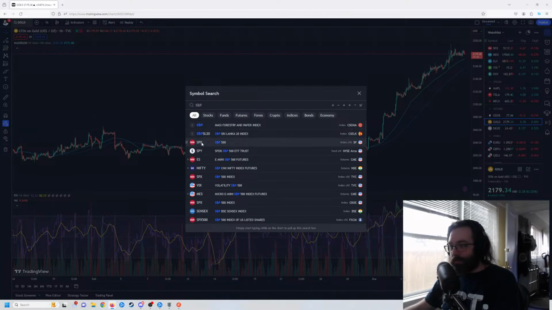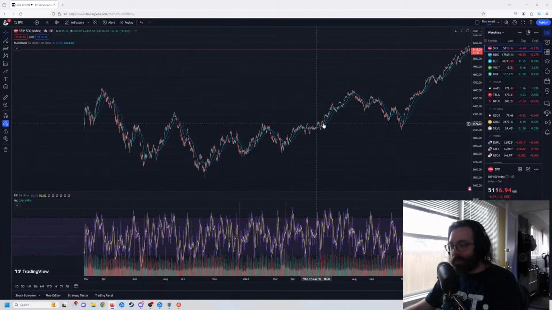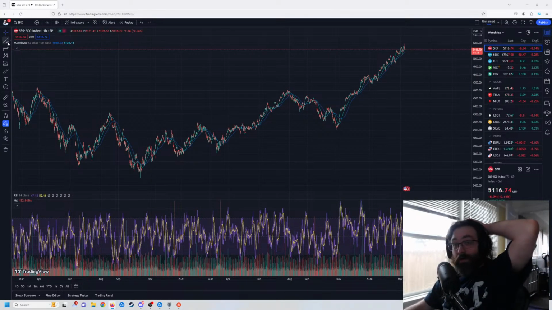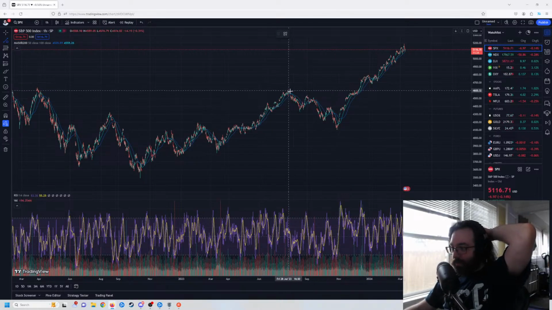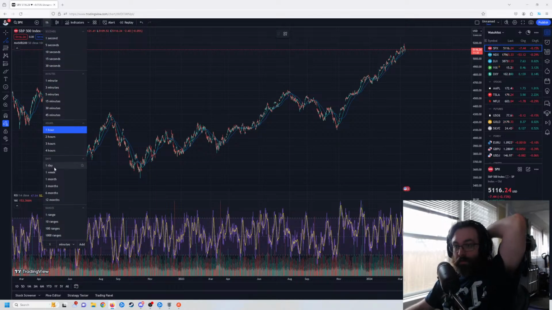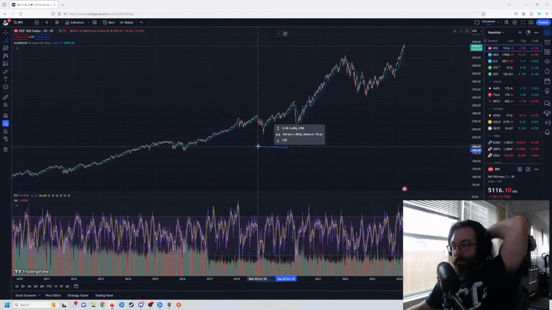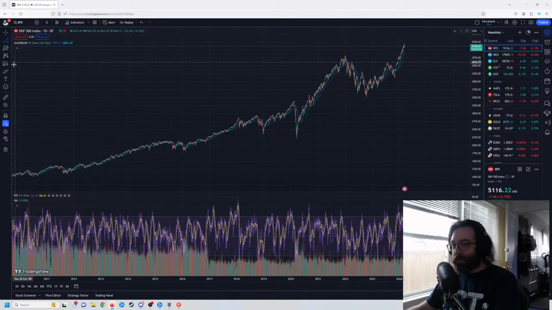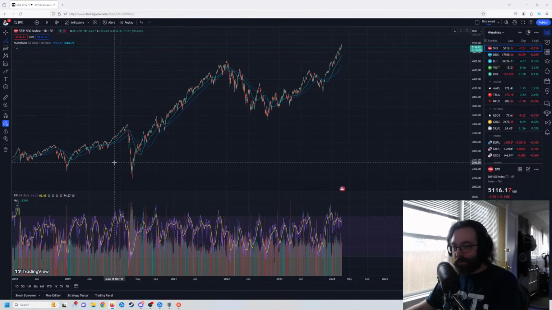Yeah, so if we do the S&P 500, right? This is just the biggest stock fund in the world, you know? And here's October 2023. Where's the pandemic? Let's put it on a day view, right? This is 2020, right? The pandemic's low point was here.